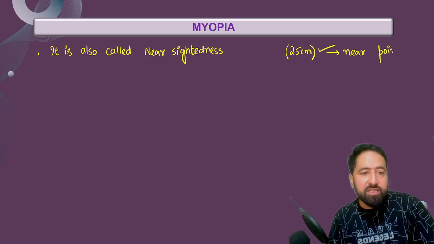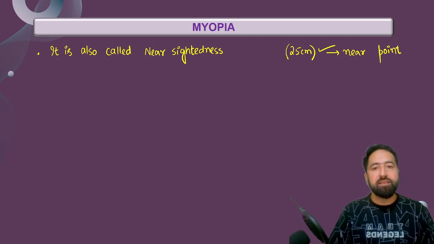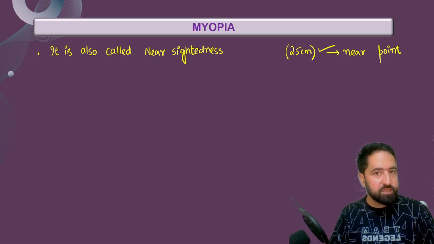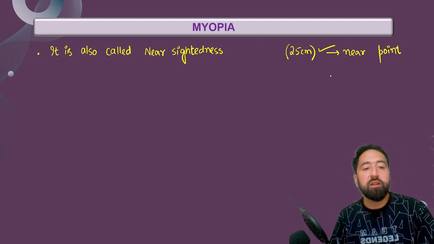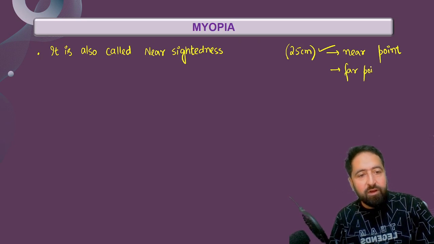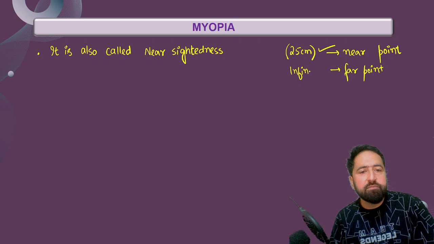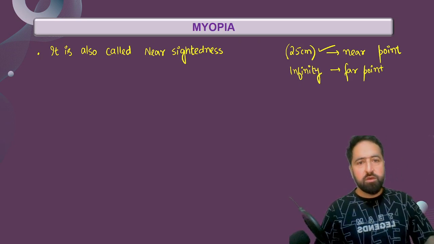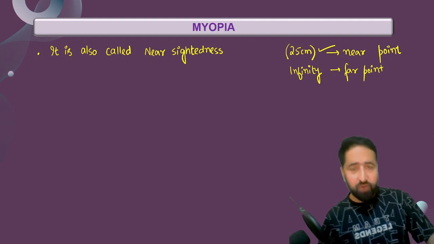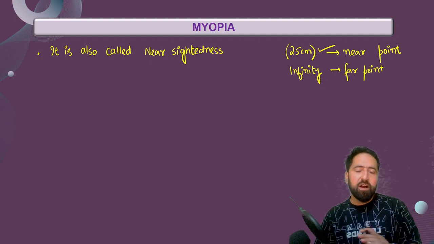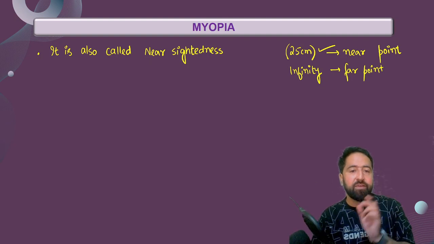Similarly, the farthest point at which the objects can be seen clearly. सबसे दूर वाले डिस्टेंस जहां से आप ऑब्जेक्ट्स को अच्छे से देख पाओगे, that is called the far point. और नॉर्मल आई में वो फार पॉइंट है इन्फिनिटी. आप सोचिए ना, डोंट वी सी स्टार्स, डोंट वी सी सन. They are very, very far from us, but still we are able to see them. So far point for a normal eye is infinity.